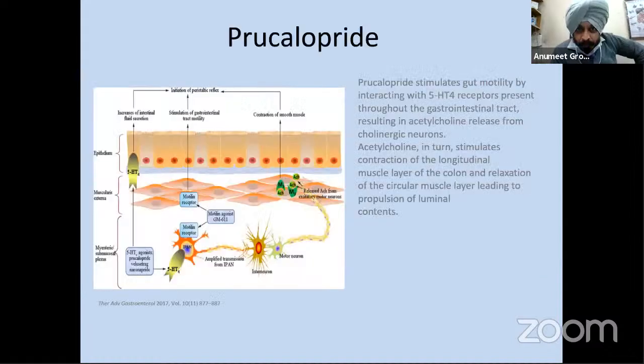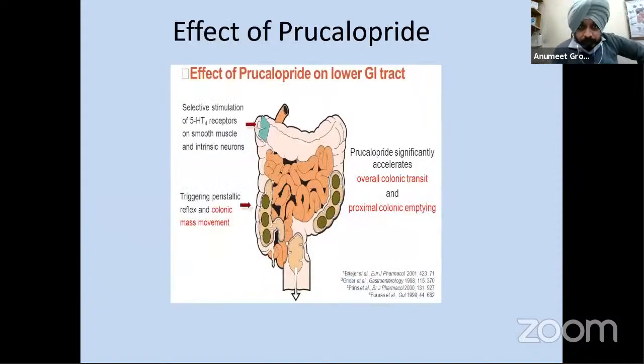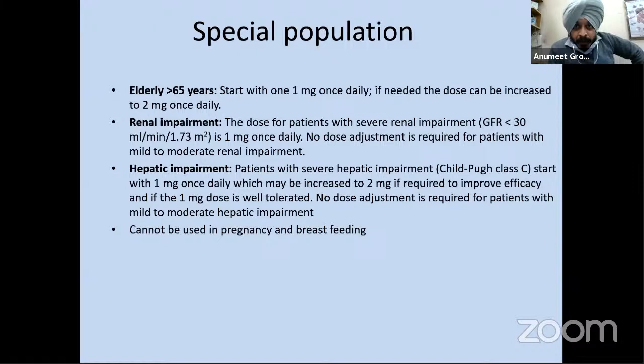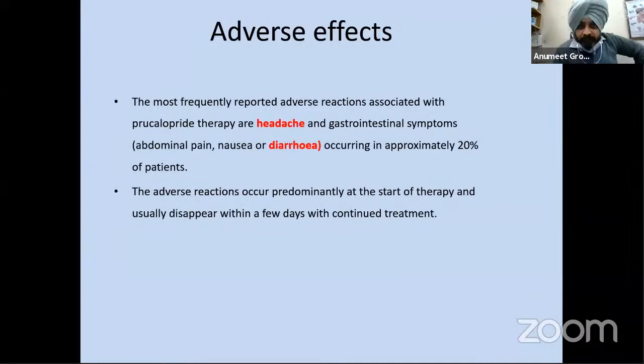Prucalopride is a 5-HT4 receptor agonist, and it causes increased colonic contractions and helps in the management of constipation. The dose is usually 2 milligram once daily, and it is given orally. We should be careful using prucalopride in the elderly more than 65 years, and in renal impairment or hepatic impairment. We should use a low dose of prucalopride in these subsets of patients. Adverse events are headache and diarrhea.